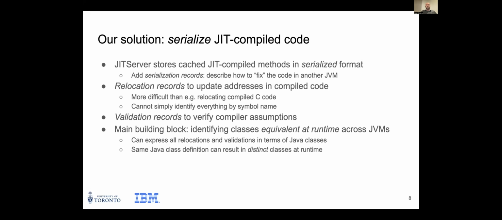And we also store validation records that we use to verify compiler assumptions. The main building block of these records is identifying classes equivalent at runtime across JVMs from the point of view of the JIT compiler. So we can express all the relocations and validations in terms of Java classes. It is important that this is a class at runtime, because the same Java class definition can result in different classes at runtime due to reasons such as different class loaders, bytecode redefinition at runtime, etc.